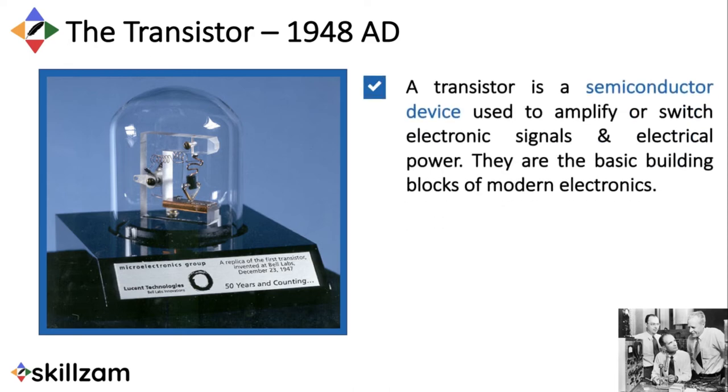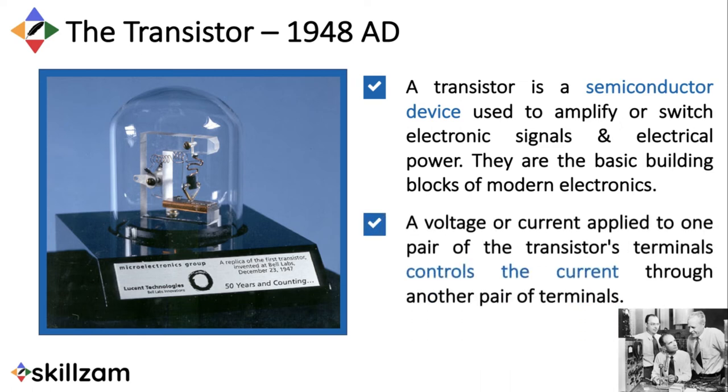Well, a semiconductor material has an electrical conductivity value falling between that of a conductor such as metallic copper and an insulator such as glass. Its resistivity falls as its temperature rises, while metals behave in the opposite way. Because the controlled output power can be higher than the controlling input power, the transistor can amplify a signal. Hence, the transistor became a building block of modern electronics.